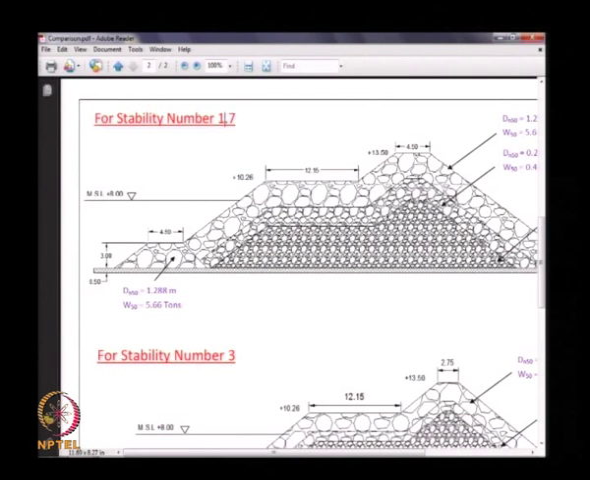Suppose you calculate the width of the breakwater at the bottom, the width of the breakwater may be as high as 100 meters. From here to here the width may be 100 meters, because it is 8 meter into 1.5, that is around 20 meters. This is 12, 32, then here it may be around 6, 38, 42 and another 25. So it will be around 67 meters.